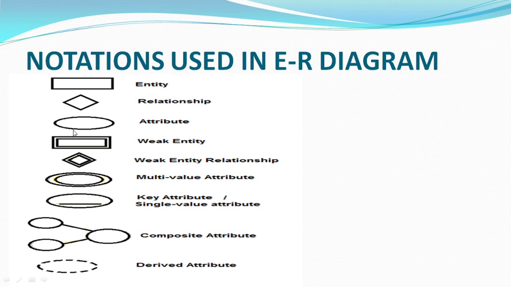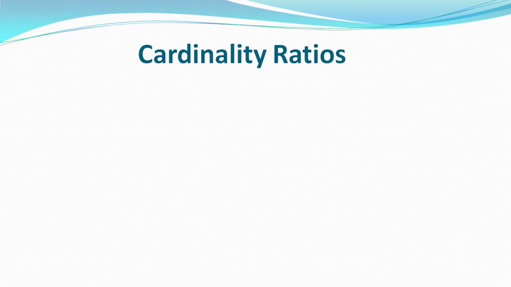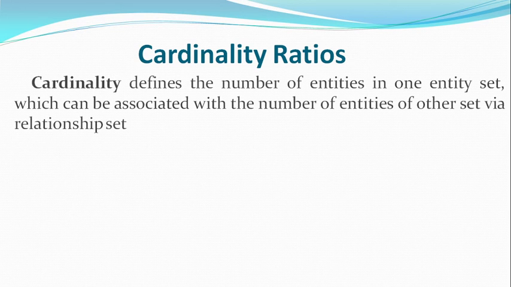Attribute is represented by the ellipse, weak entity is represented by the double rectangle, and weak entity relationship is represented by the double diamond shape. Multi-valued attribute is represented by the double oval. Key attribute is represented by the ellipse with underlined text. Composite attribute is further divided into a tree-like structure. Derived attribute is represented by the dashed ellipse or oval. Next, see cardinality ratios.